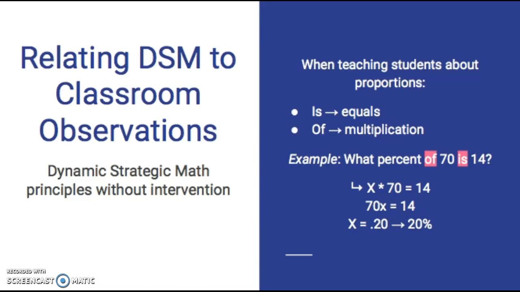So what they were working on was a problem like the one I have right here. What percent of 70 is 14? So that tells the student that x times 70 equals 14. And then you solve the math and you get 20%.